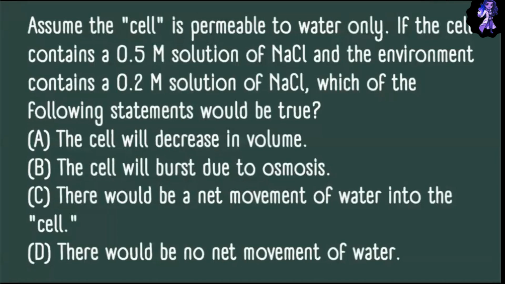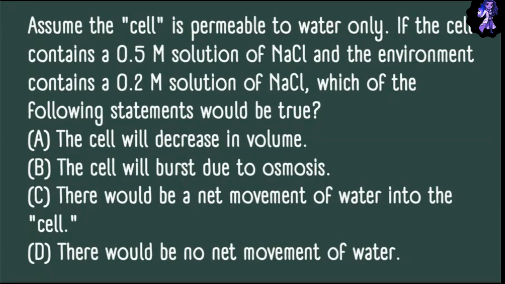The question states, assume the cell is permeable to only water. If the cell contains 0.5 M solution of NaCl and the environment contains 0.2 M solution of NaCl, which of the following statements are true? So which of the following statements would be true, it essentially says. And they give you four options.